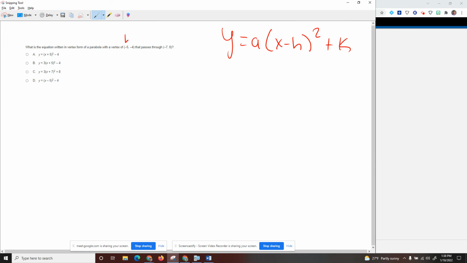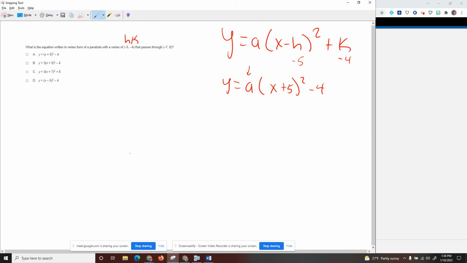I'm given the h and the k, right? So in order to write the vertex form, I need the a, the h, and the k. I already have the h and the k, so I'm going to substitute -5 in for h and -4 in for k. So when I write that, I have y equals a times x minus a -5, so plus 5, and then plus k is -4, so minus 4. What I don't know is the a, so we'll have to figure that out.